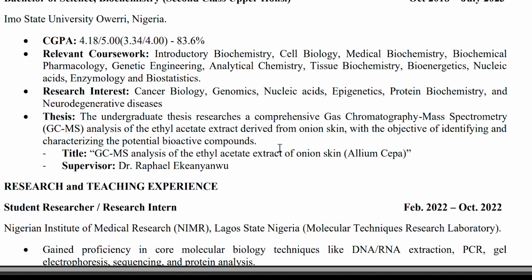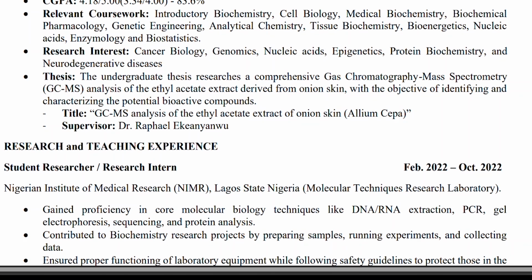Now I added the title and then my supervisor, still under that thesis. The title was GCMS, gas chromatography mass spectrometry, analysis of the ethyl acetate extract of onion skin, Allium cepa, and then my supervisor, which is the almighty Dr. Raphael Kanyang. The next section, that's section number 3, is research and teaching experience.